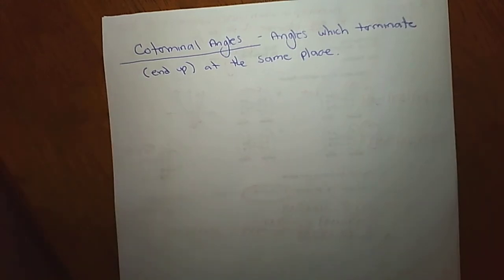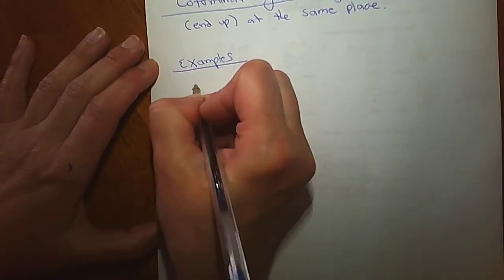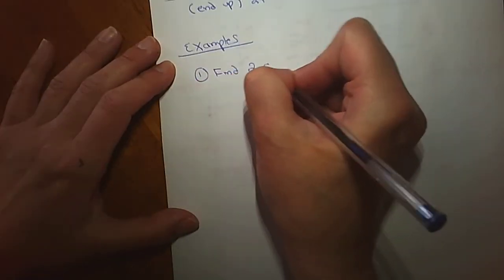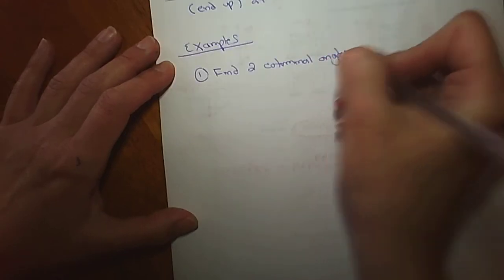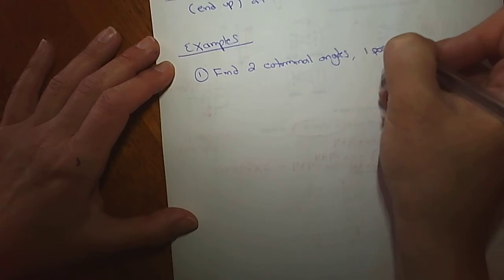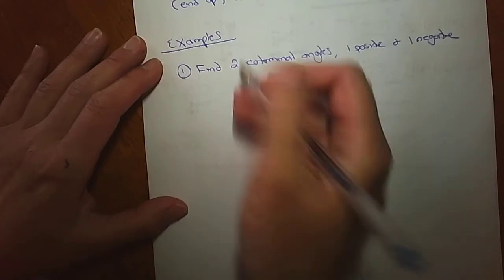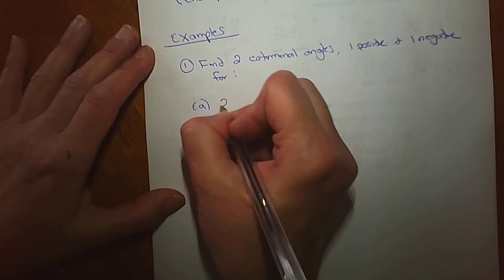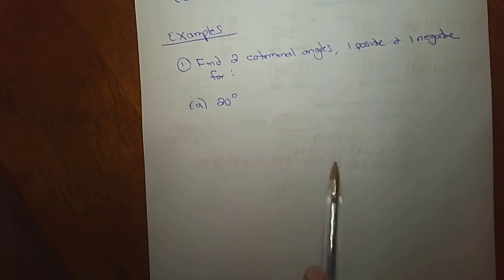So it's angles that will end up exactly the same spot. So for example, find two coterminal angles, one positive and one negative, for, let's do something simple like 20 degrees. So we're going to find two coterminal angles.